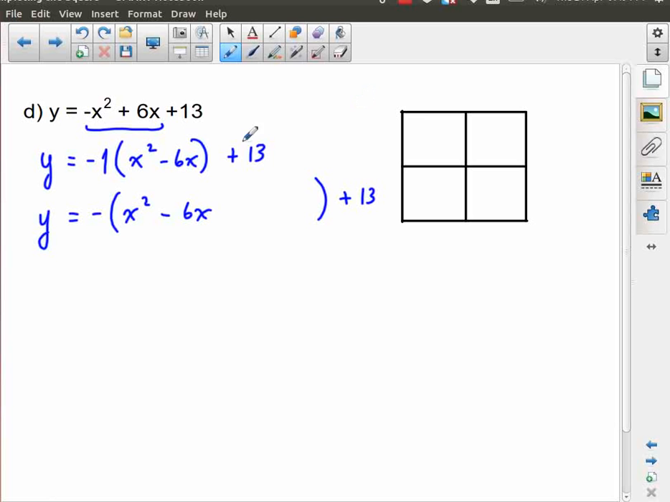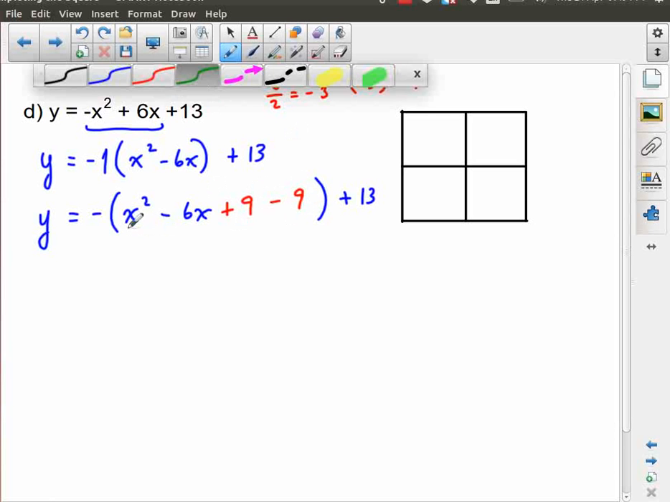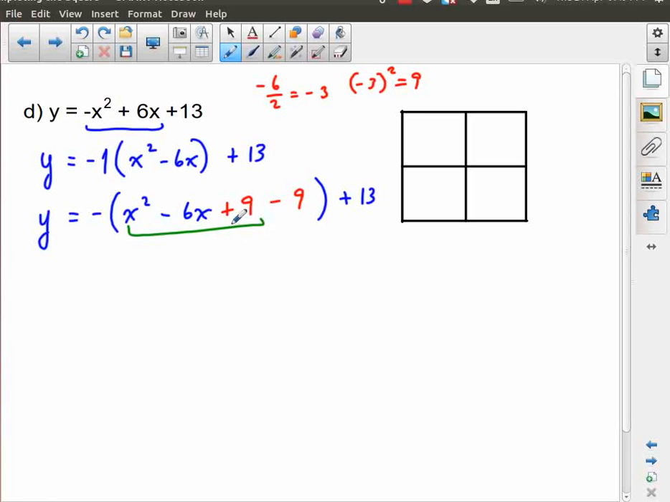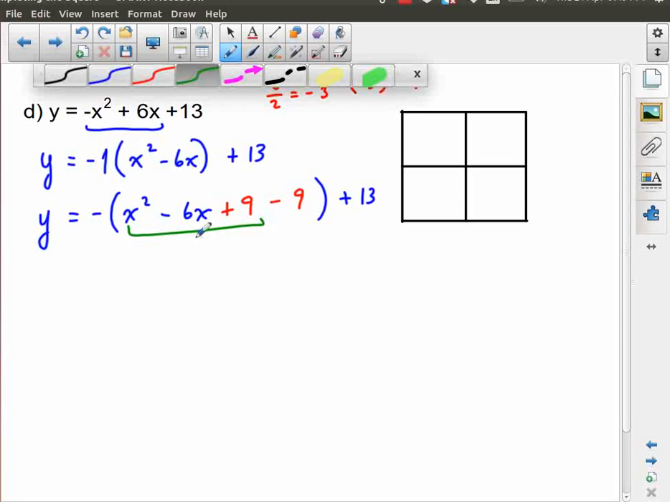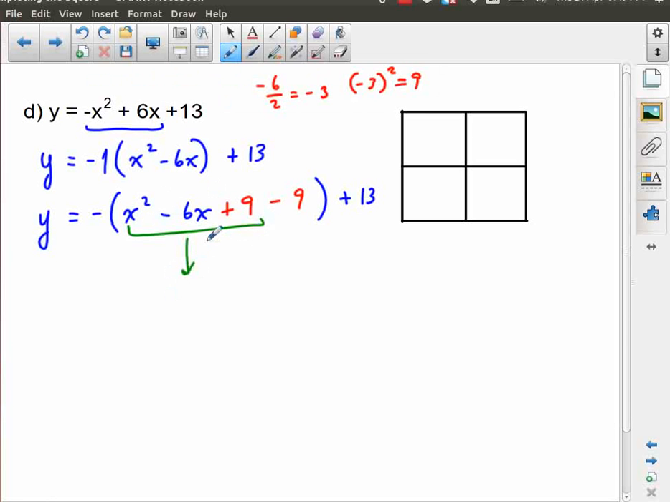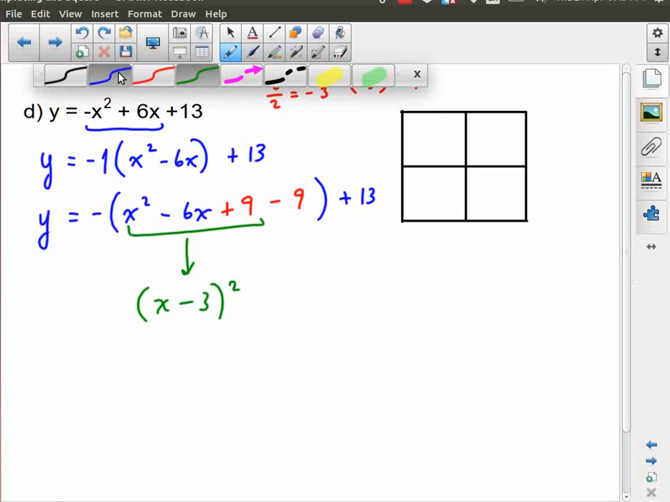So what is my middle value? It's negative 6. I'm going to divide that by 2 to get negative 3. And then negative 3 all squared is equal to 9. So I write a plus 9 here, a minus 9. It's always plus 9 first, and then minus 9 to make it equal 0. I'm going to find the perfect square that matches those first 3 terms. And so that's going to be, we had a minus 3 here, so it's x minus 3 all squared, and then we build the rest around it.